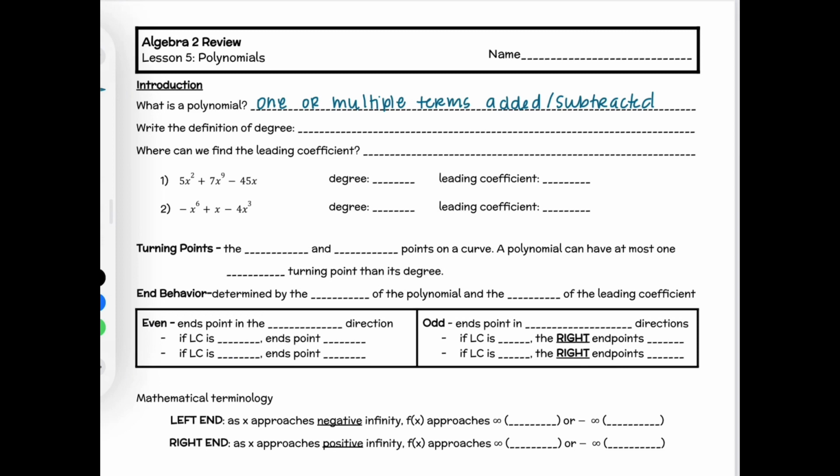So the definition of a degree is the highest exponent if you're in standard form, and you add the exponents for factored form. It's not really a definition, but it's just kind of how we find it. So where can we find the leading coefficient? And that would be in front of the highest exponent.